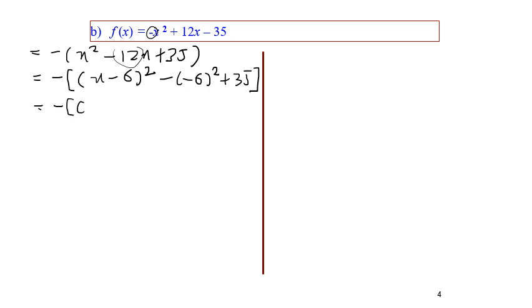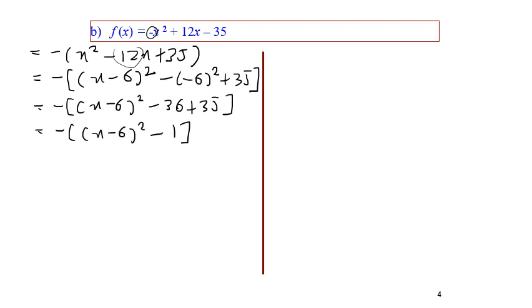So this one is the same. And then here we expand. This one must be negative, okay? So negative 6 squared will be negative 36 plus 35. So it will become negative x minus 6 squared minus 1. And don't forget, lastly, you need to eliminate the square bracket here, so you need to expand. So this one doesn't change much, but at the back, negative negative would be positive 1.